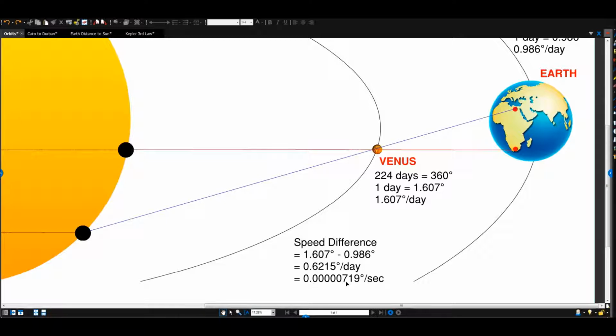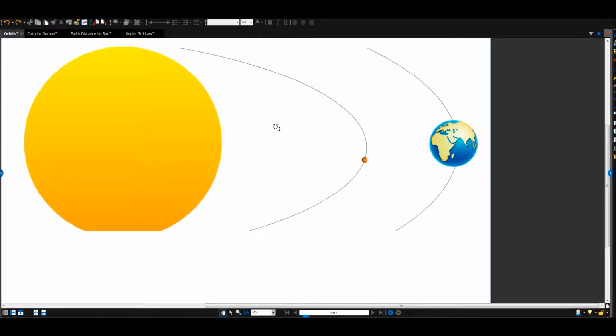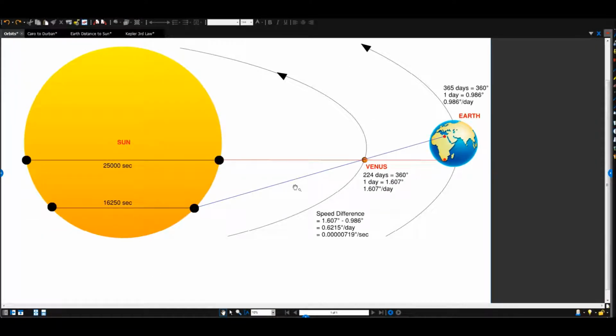So that's equal to, when you divide by 86,400, 0.0000719 degrees per second. So every second Venus moves this 7.19 by 10 to the minus 6 degrees further along its orbit than Earth. So again, that's very interesting.